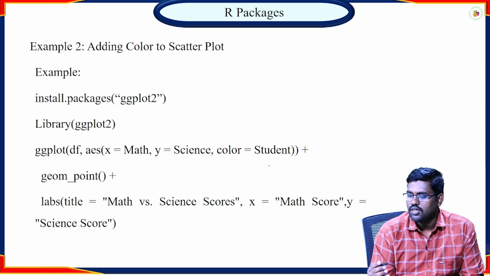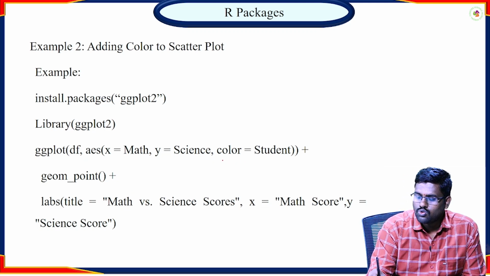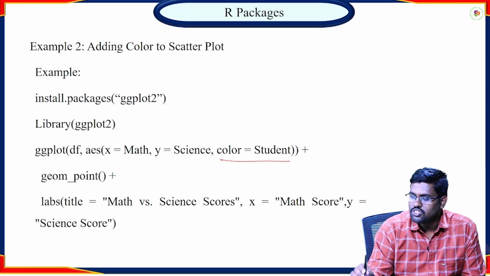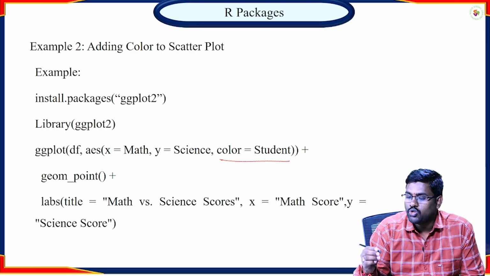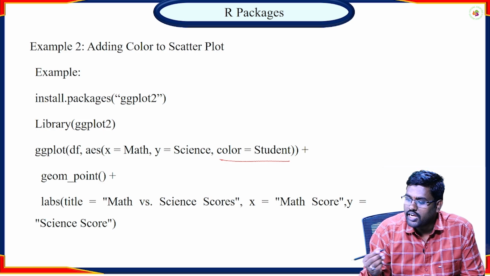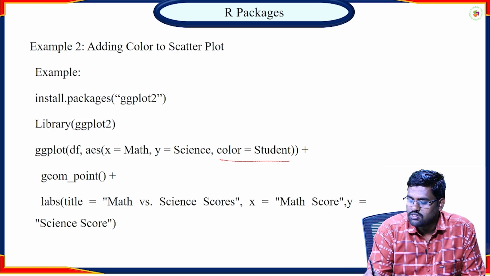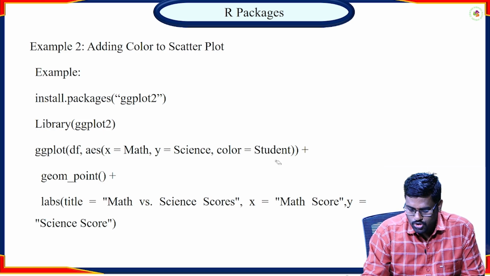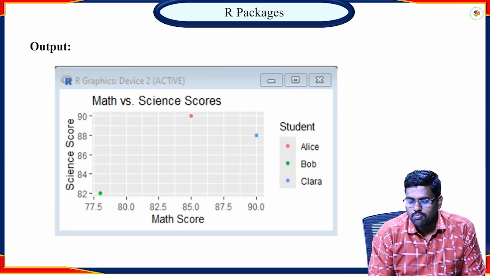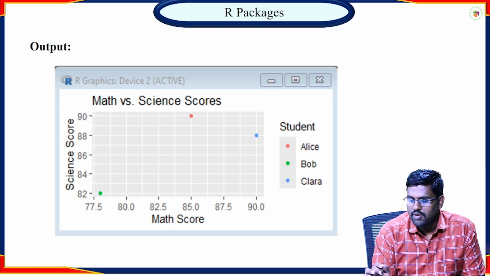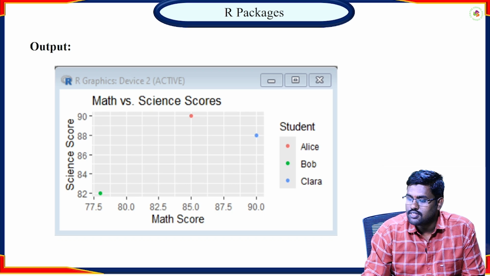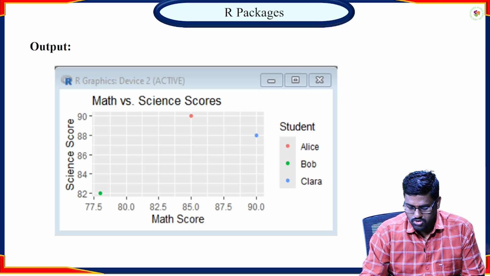is equal to student. This color equal to student is used to change the existing points, whatever color the existing points have, those colors will be shown as different. Each and every point needs to be represented with a different color. I will show you in the form of a graph. Previously we saw green, red and blue colors. So for Elise, Bob and Clara, these three, the three color representations will be there. Like this, the values for the representations.